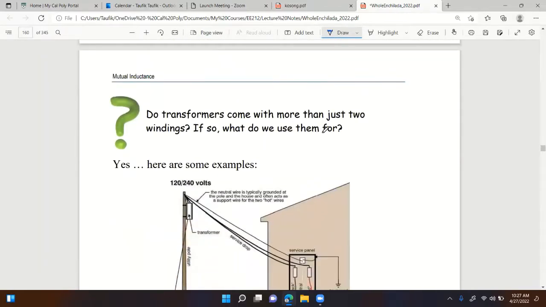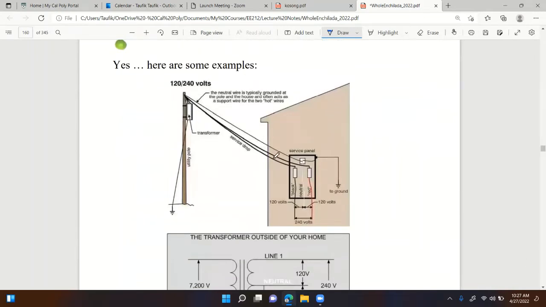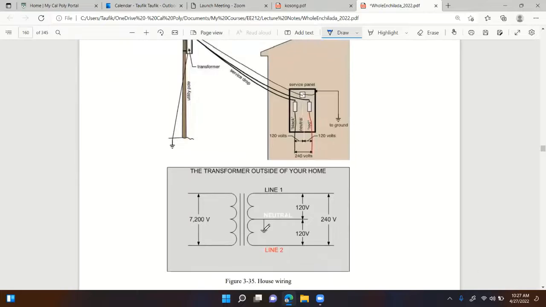Do transformers come with more than just 2 windings? If so, what do we use them for? The answer is yes. Some examples. This transformer that is connected to your house, for example, actually has 2 windings with a center tap, so it looks almost like you have 3 windings, right? Right here, you have the primary side and the secondary side, and the secondary side has a center tap, right? So that means you have practically 2 windings on the secondary side. See that?